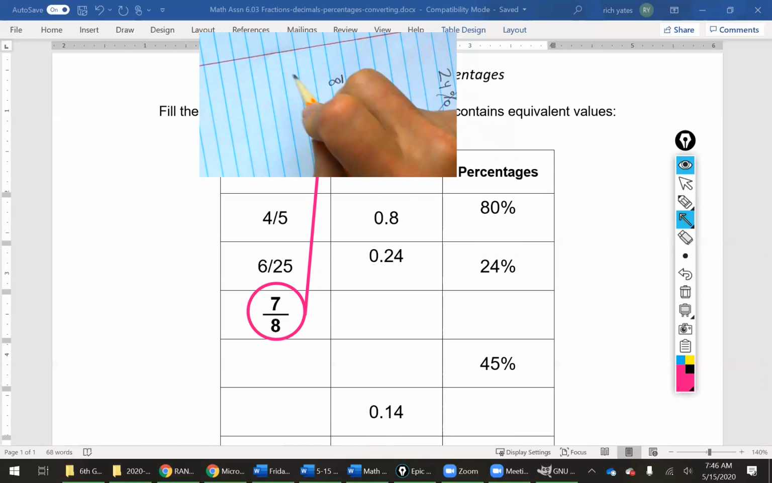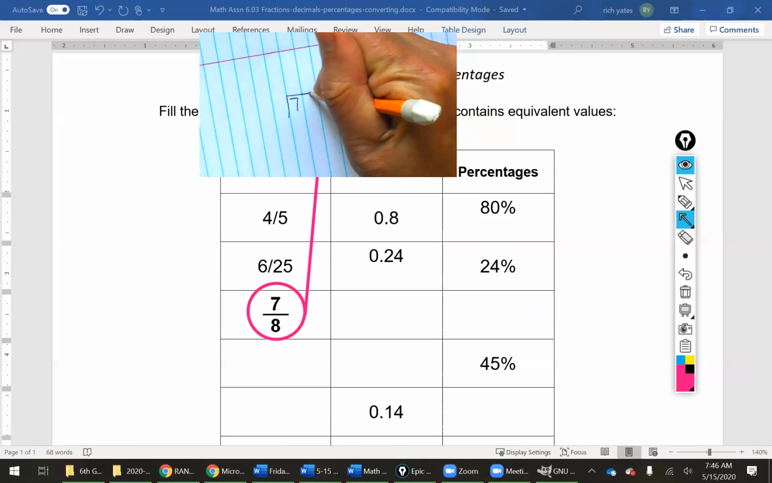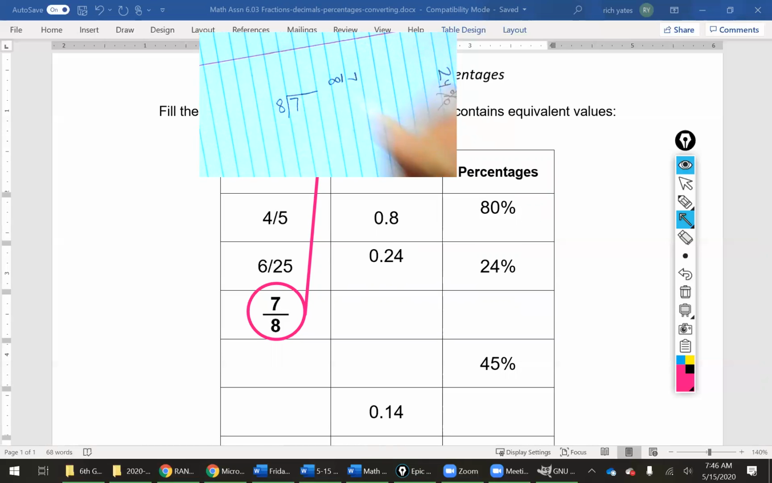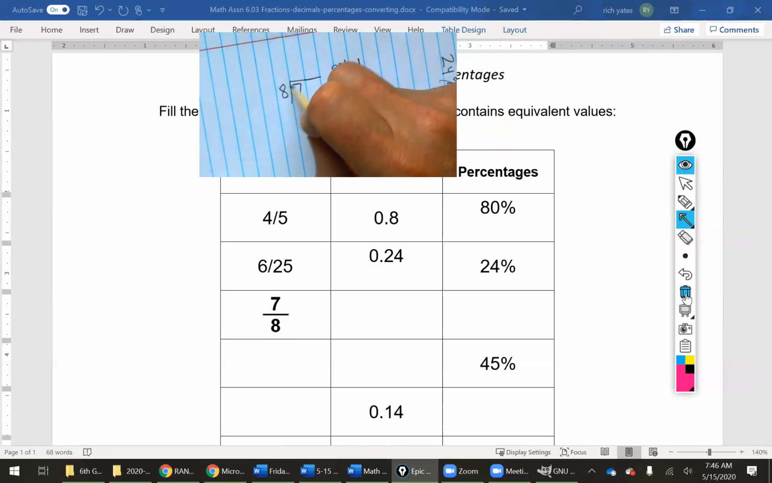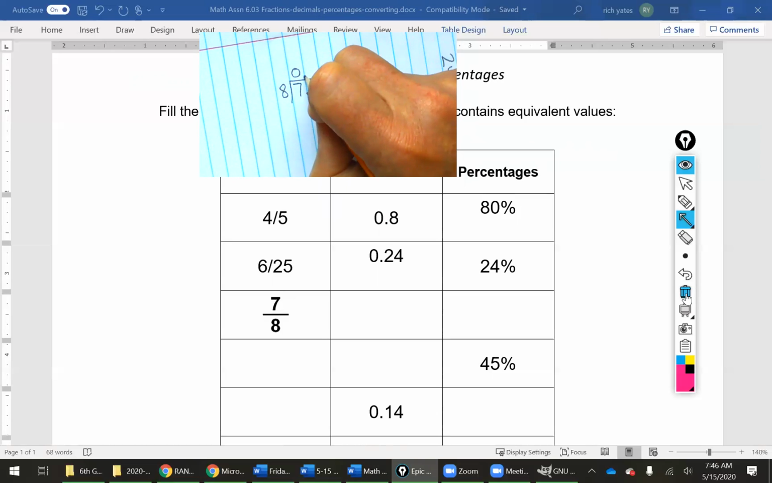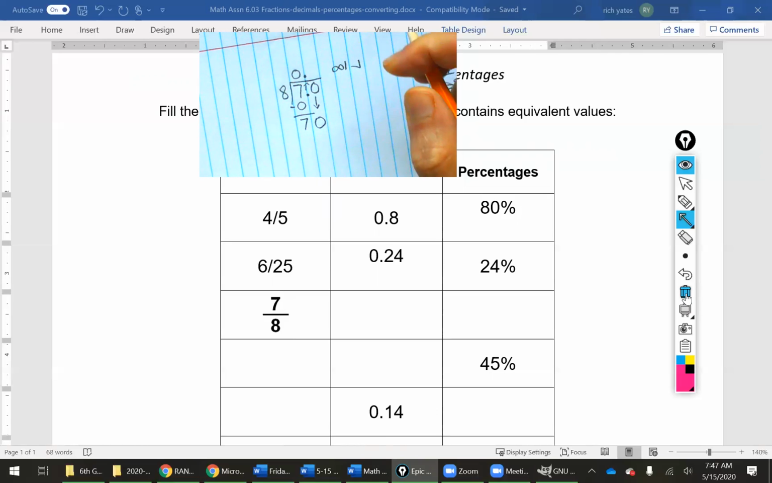And our 7 will go inside the dividing box. 8 will go outside as a divisor. Go ahead and we'll start to divide. We can't really divide anything 8 by nothing. 8 times 0 is the only thing we can do. We'll put a 0 there. We'll make a decimal after the 7. Put the decimal right up there. 8 times 0 is 0. Drop down the 7. Add a 0 and annex it, and drop down another 0.